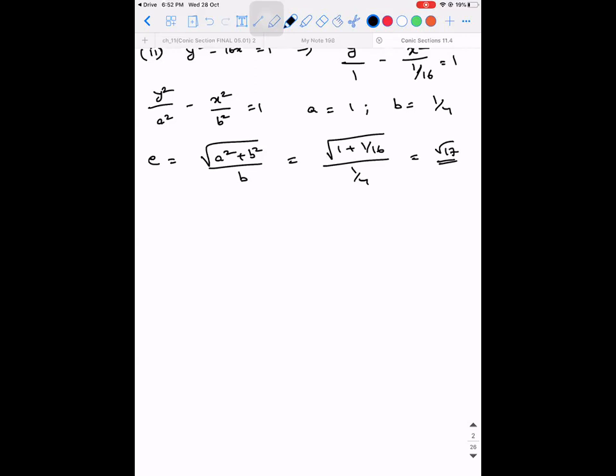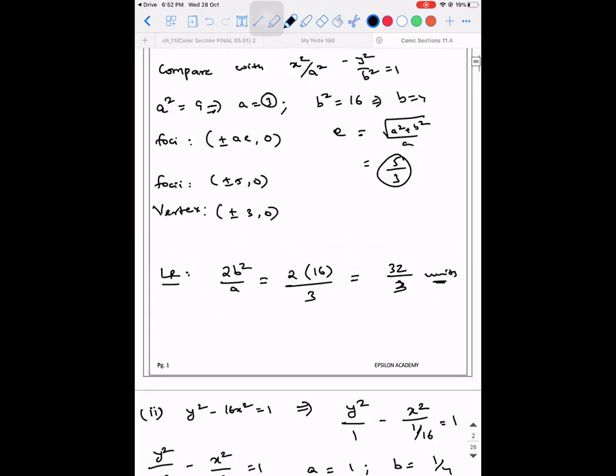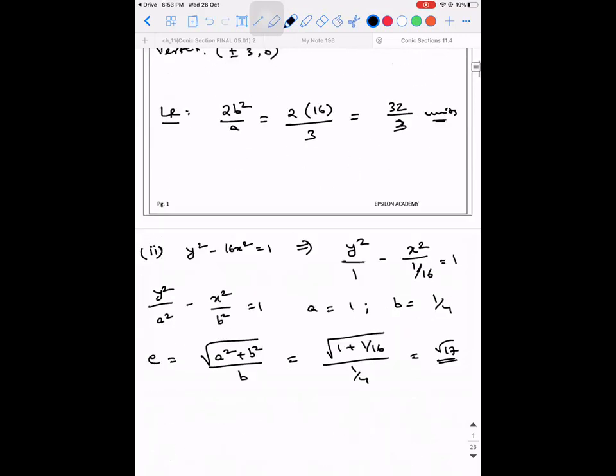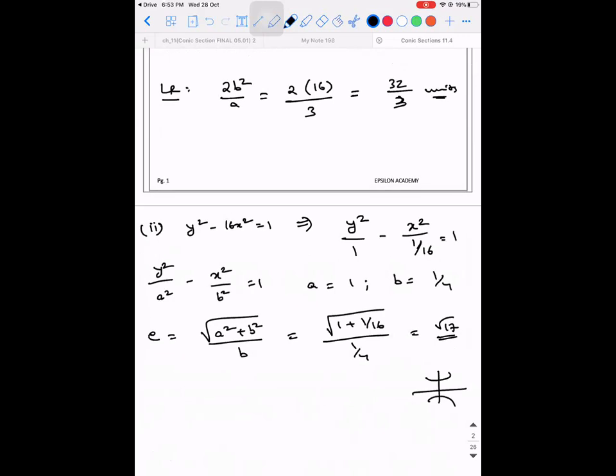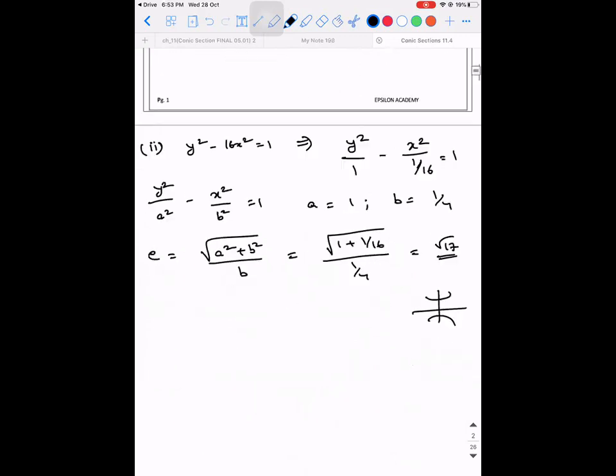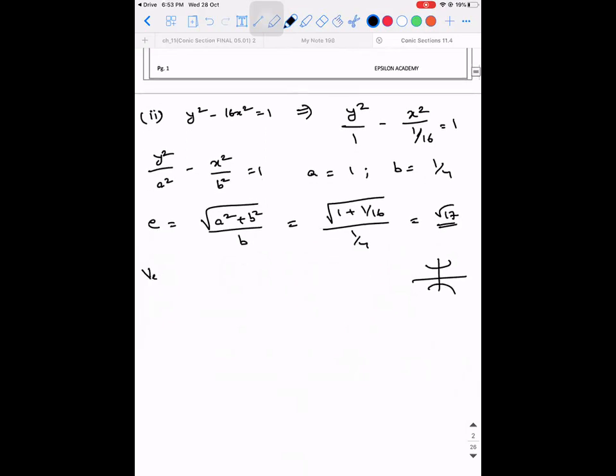So you have to remember one set of formulae. For the other one, you have to just replace everything with the other term. Here the transverse axis is along y, so that kind of a hyperbola it is. So it is root 17. So what will be the vertices? Vertices will be 0, plus or minus b. So 0, plus or minus root 17 by 4.